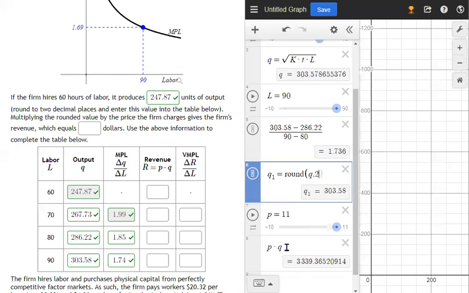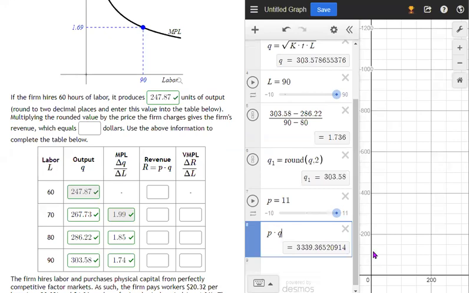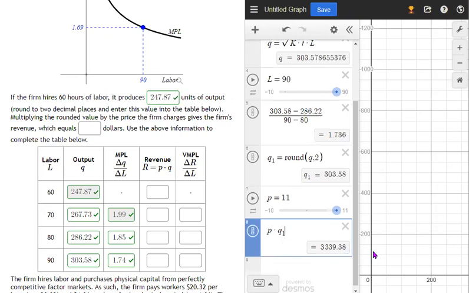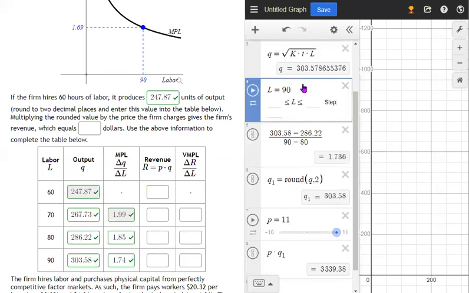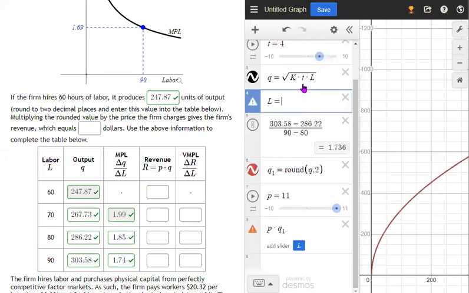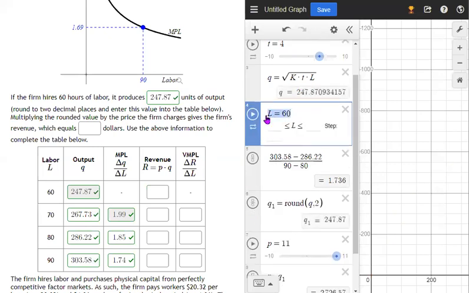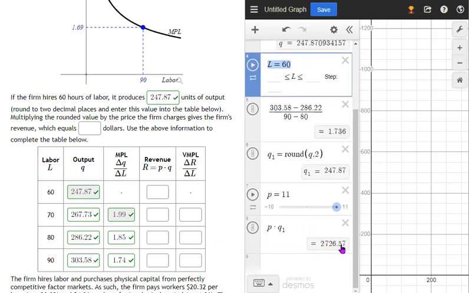So if I don't use rounded numbers, my revenue's that. But if I use rounded outputs, there's a difference, isn't there? 3339.38 versus 3339.37, right? So I want to use rounded numbers. So my revenue is this value. Now, when I plug this in, whoops, sorry. I need to change L back to 60. So when labor demand is 60, revenue is 2726.57, right?